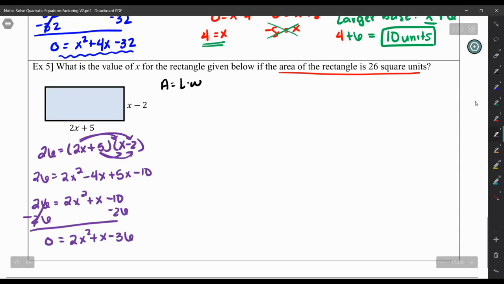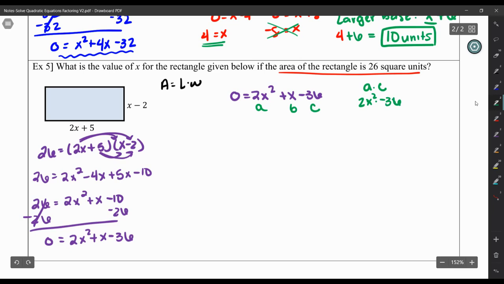So here's the quadratic that we are going to be solving. Area was 26, length and width multiplied together. Multiply this out, and you end up with 2x squared plus x minus 36. So I'm going to rewrite that up at the top so that I've got space to work. And now is where we're actually going to start solving by factoring. So A, B, and C, and create your table. A times C, 2x squared times negative 36, which actually ends up making negative 72x squared. And we need two numbers that will add up to be B, which in this case is just a 1x.